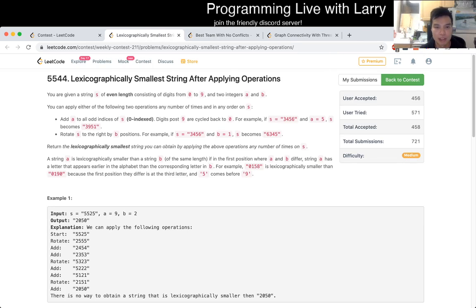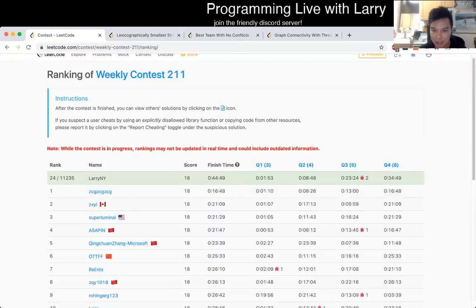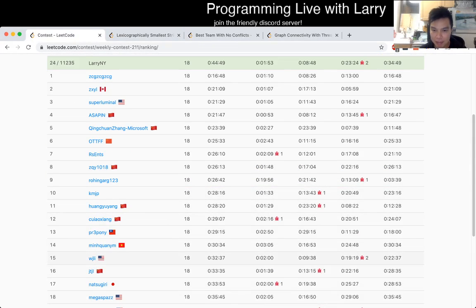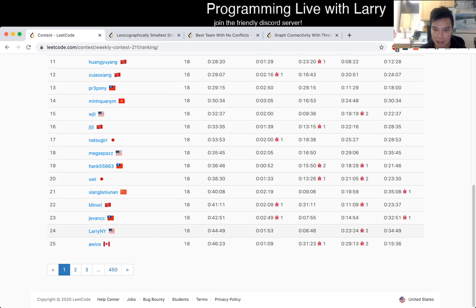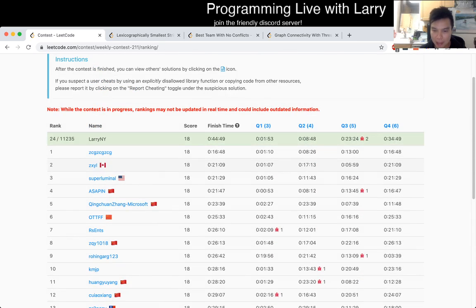Lexicographically small string after applying operations. I like this problem. I think people were kind of scared about it, and you can kind of see it from the times here as well.